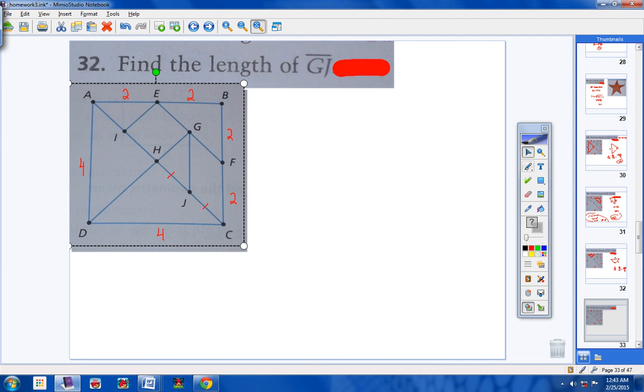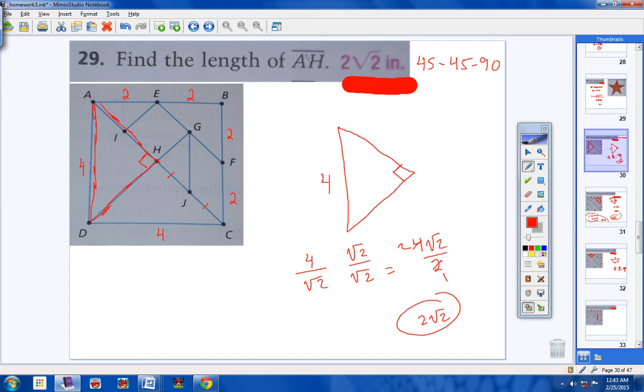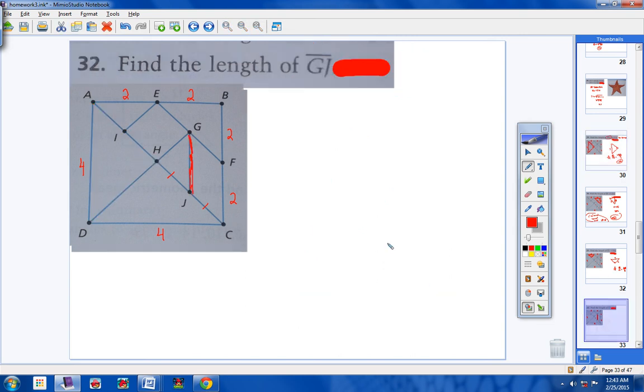Alright, number 32. Find the length of GJ. Now this is going to be tough, okay? I'm going to be honest with you. This is going to be a pain. I'm going to use a little bit of common sense. Let's go back to here. We found the length of AH. Got it. AH right here is 2 square root of 2. Alright, so AH from here to here is 2 square root of 2.